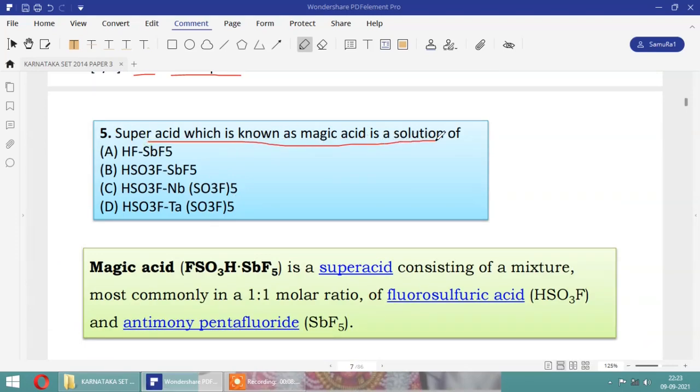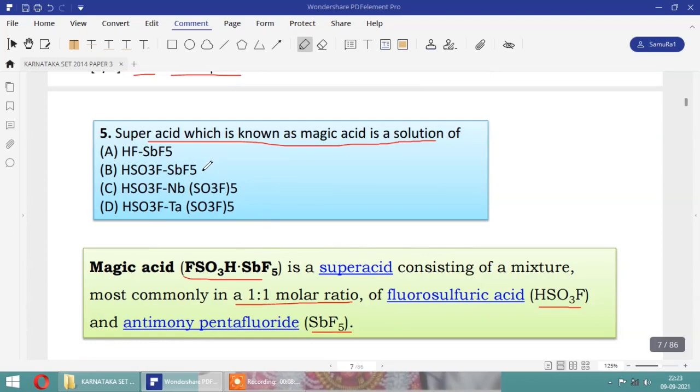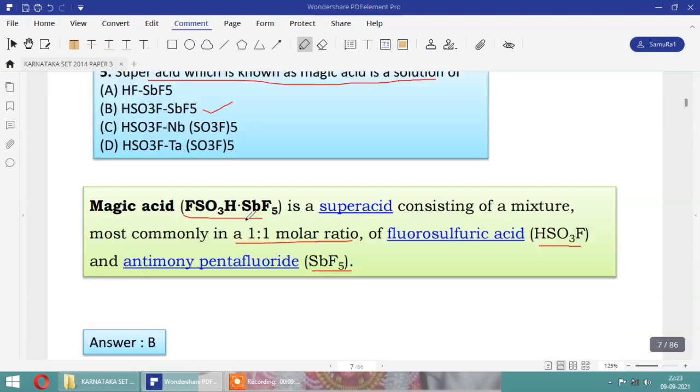Superacid, which is known as magic acid. Here you see magic acid, that is called superacid, consisting of a mixture of 1:1 molar ratio of fluorosulfuric acid, HSO3F, and antimony pentafluoride. Hence the correct option is B. Superacid is fluorosulfuric acid plus antimony pentafluoride, SbF5, in 1:1 molar ratio. We call it superacid.